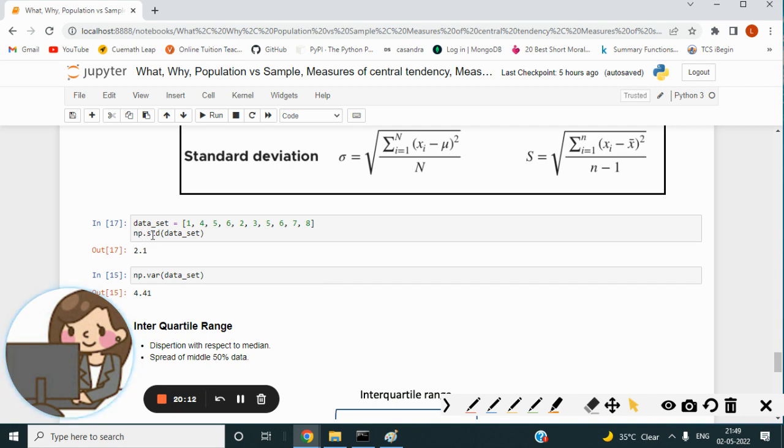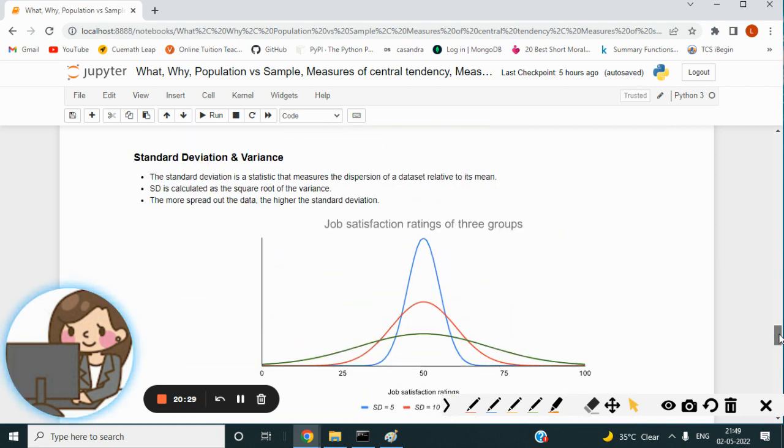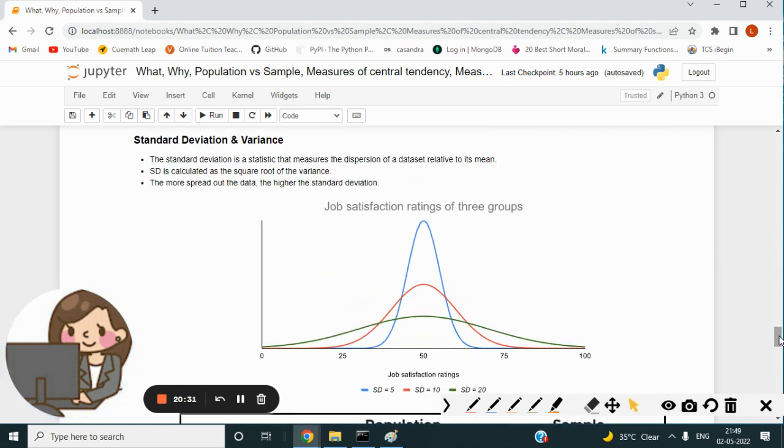Okay, std is the function with which you can calculate the standard deviation of data. And var is another function with which we can calculate the variance of the data set. Okay, now, this is another means of finding how much the spread is. We can find it using standard deviation or variance.